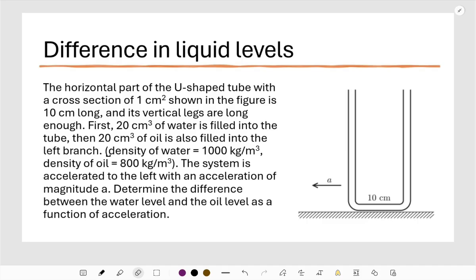So I'm going to work in the coordinate system moving with the U tube. That means accelerating to the left. And in this reference frame, you will see that, but first let me tell you one joke.